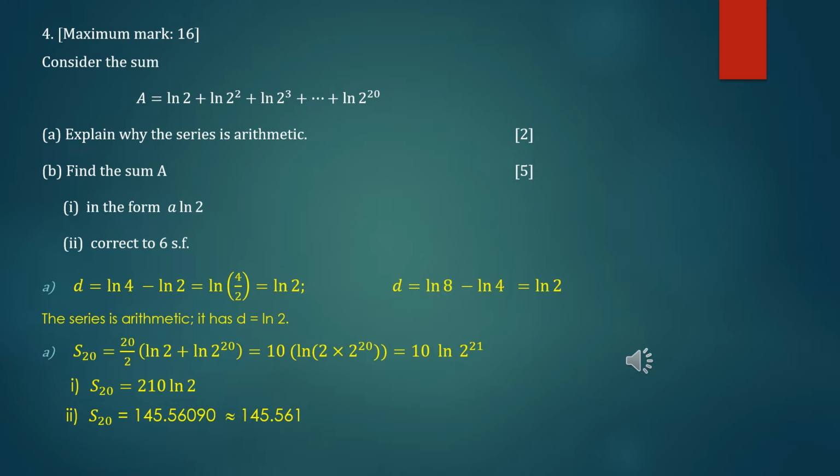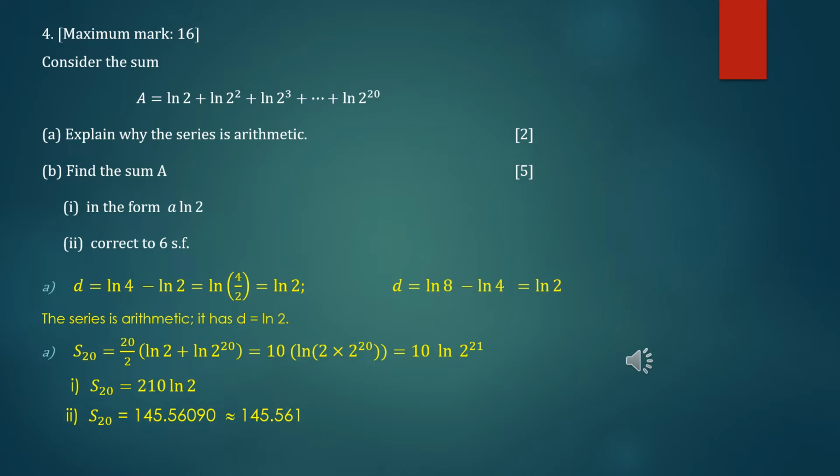This problem is worth 16 marks. The first two problems, A and B, are on this slide, and the next can be found on the succeeding slides. Consider the sum A equals ln2 plus ln2 squared plus ln2 cubed plus so on and so forth until ln2 raised to 20. Problem A, we explain why the series is arithmetic.